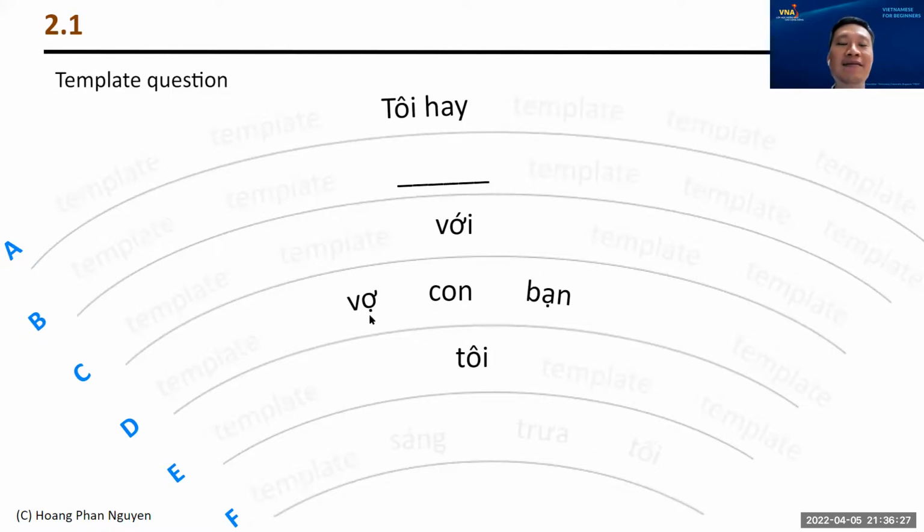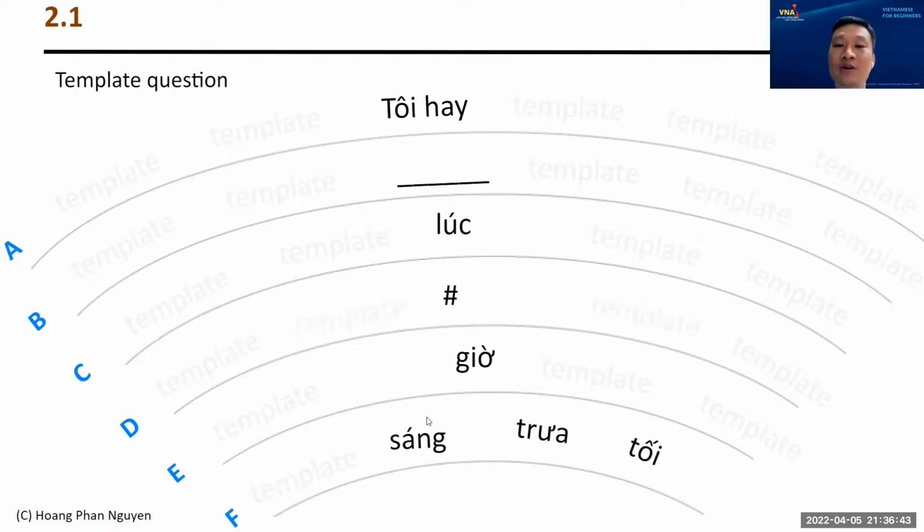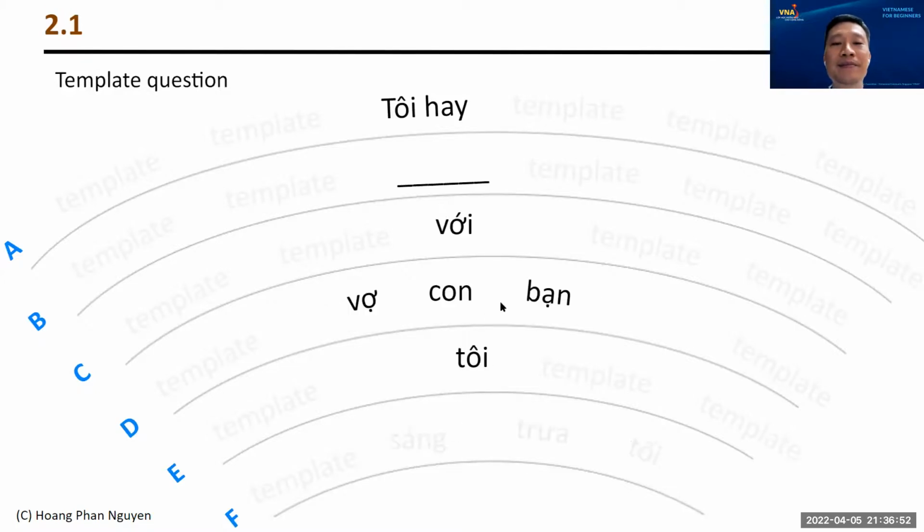Vợ. Yes, wife. I often eat breakfast with my wife. Tôi hay ăn với vợ. Correct. You eat with your wife. What about eat breakfast with your wife? Ăn sáng. With, với vợ tôi. That's a good routine, isn't it? Eat breakfast with wife, play tennis with children, and play golf with friends. Very good.